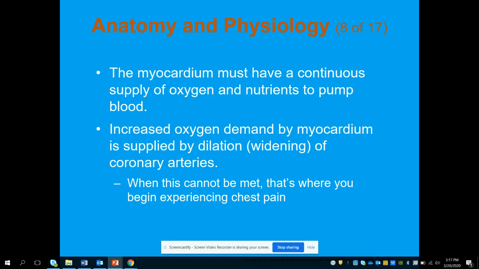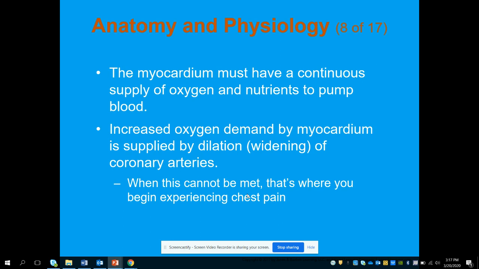Now, the myocardium needs a continuous supply of oxygen and nutrients to help pump blood. So remember, when we were talking about shock, we talked about the perfusion triangle and how we need to not have any interruption with that perfusion triangle as far as the pump, which is the heart, the container, which is the blood vessels, and then the fluid, or the blood. But we've also got to have an adequate amount of oxygen and nutrients and an adequate ability to remove waste products.